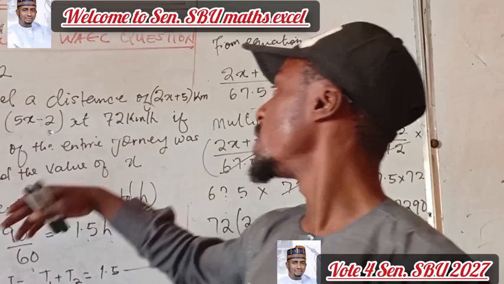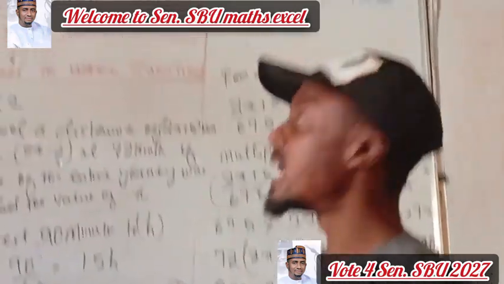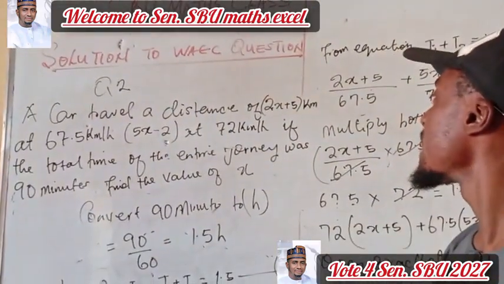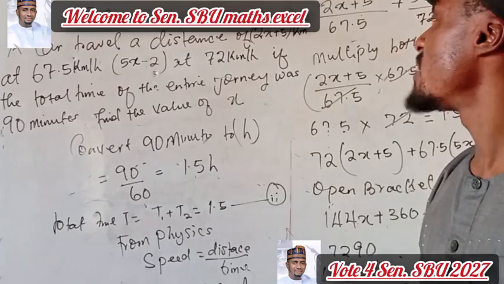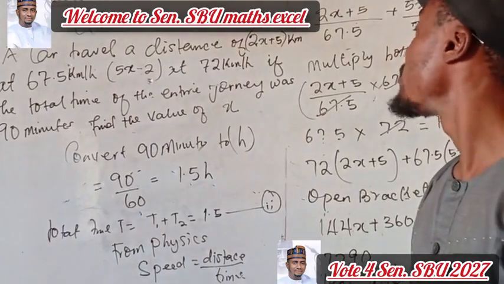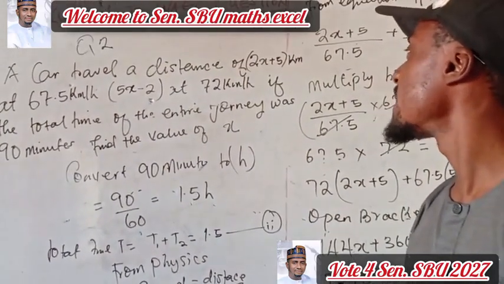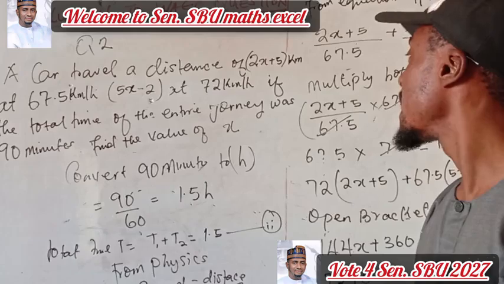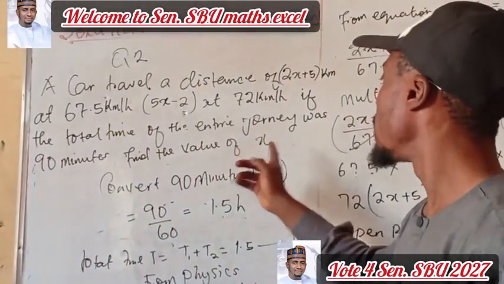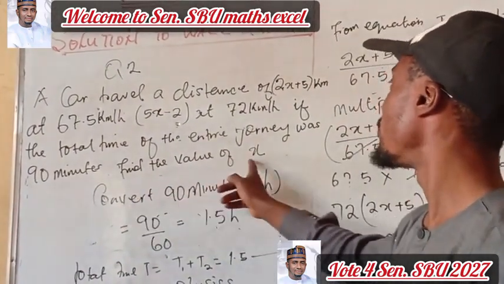Okay, this is question 2. Question 2 says that a car travels a distance of 2x plus 5 km at 67.5 km per hour and 5x minus 2 km at 72 km per hour. If the total time taken for the entire journey was 90 minutes, find the value of x.